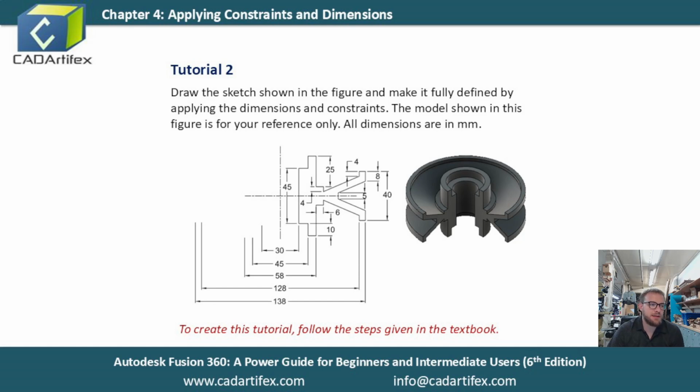So Chapter 4 is all about constraints and dimensions. I'll show you how to do the dimensions and constraints so that everything is fully defined, and then it's ready for that next step of revolving and turning into a 3D shape. So I'm going to try and follow along pretty closely with the book steps just to make sure that I do it in a logical, easy way.